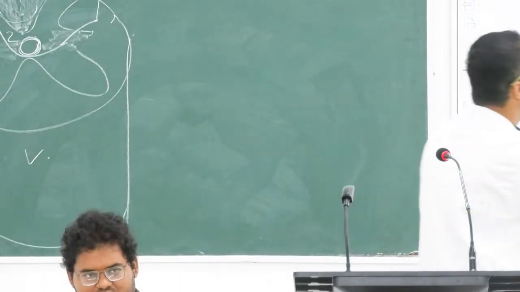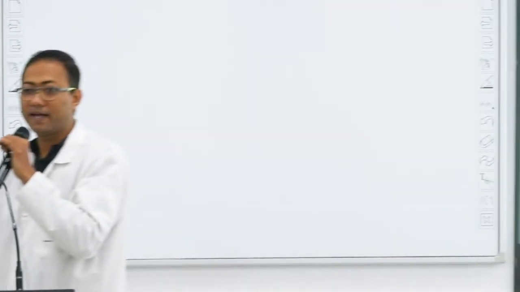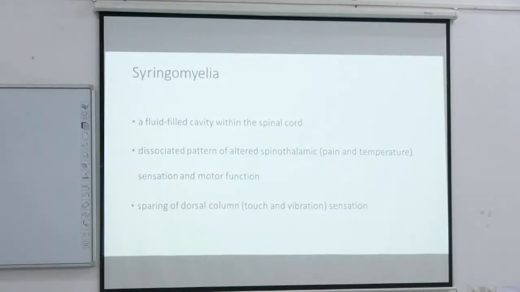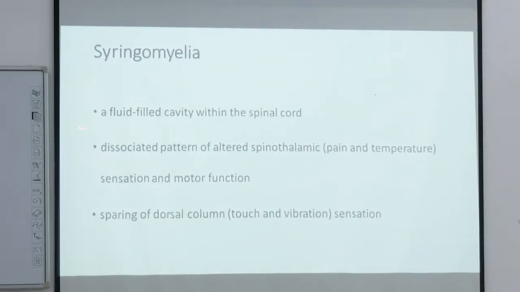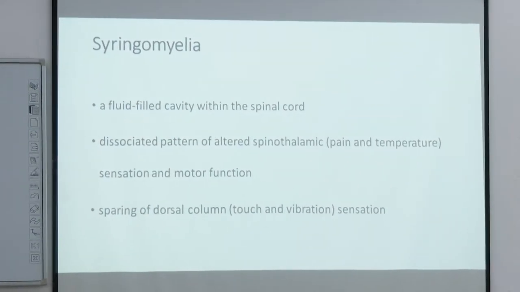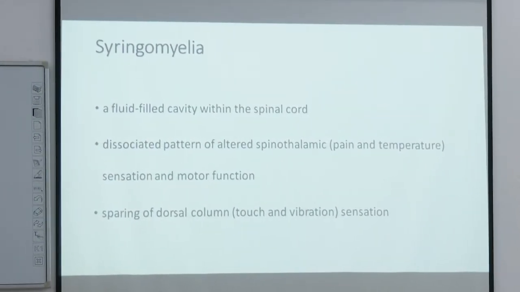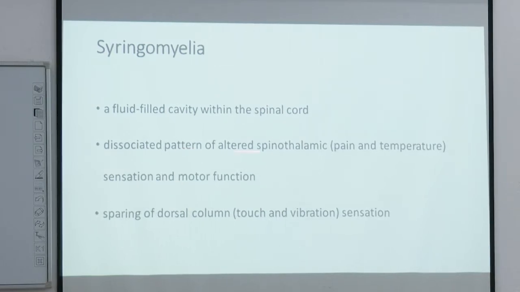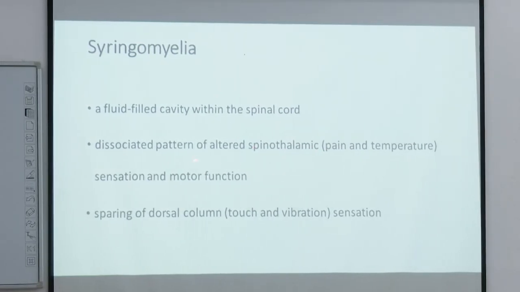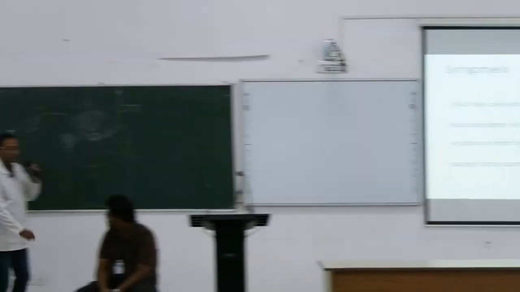Right? Okay. What is syringomyelia? Syringomyelia is a disease of the spinal cord. It is characterized by a fluid-filled cavity within the spinal cord, and it is characterized by a dissociative pattern of altered spinothalamic sensation and motor function, but the sparing of dorsal column sensation. Okay. Now look at the blackboard.